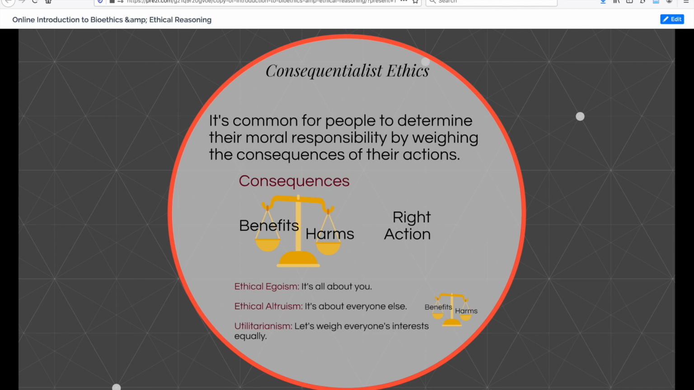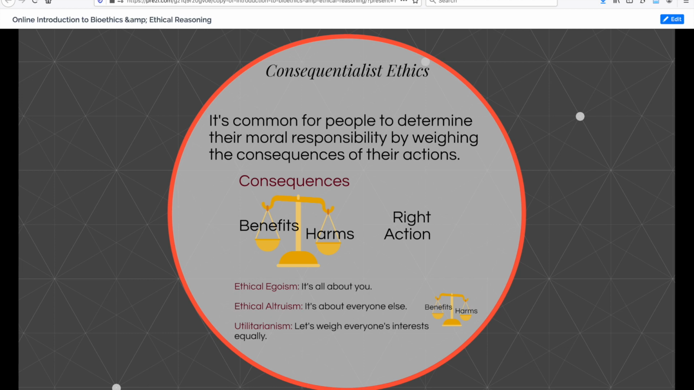My mother comes to mind in this particular situation, or a grandmother, one could argue, where they're always doing everything for their grandkids, and they might be sacrificing their own happiness or benefits that could come to them for the benefit of their grandchildren. That would be an example of an ethical altruist. So when you weigh the benefits and harms, the right action is that which brings about the greatest benefits and the least harms to other people.